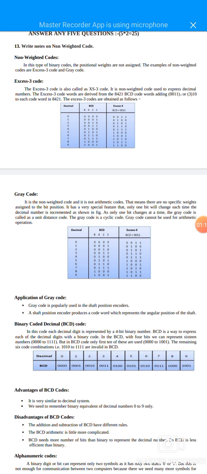Binary coded decimal, BCD code. In this code, each decimal digit is represented in a 4-bit binary number. BCD is a way to express each decimal digit with a binary code. With 4 bits we can represent 16 numbers, 0000 to 1111, but in BCD code only the first 10 of these are used, 0000 to 1001. The remaining 6 code combinations, 1010 to 1111, are invalid in BCD. The decimal and BCD numbers are displayed on the screen.